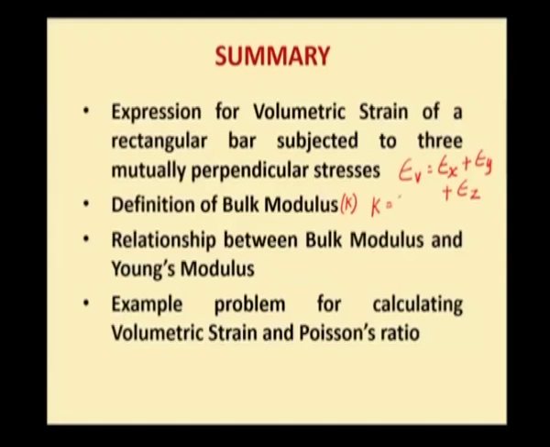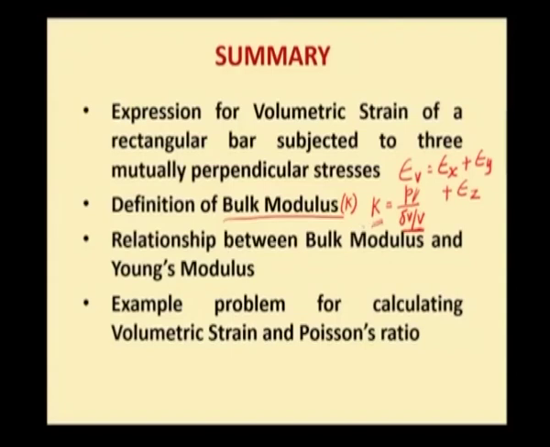Then we have seen the definition of bulk modulus. Bulk modulus is indicated by the letter K. Bulk modulus is the ratio of direct stress to the corresponding volumetric strain. Now, if a body is subjected to stresses along 3 mutually perpendicular directions, then we can find this bulk modulus, which will be the ratio of applied direct stress p divided by the volumetric strain. So, using the above expression for the volumetric strain, we can calculate the bulk modulus.